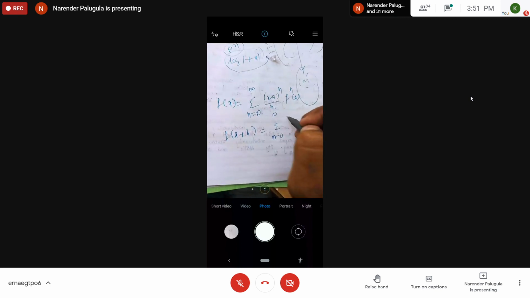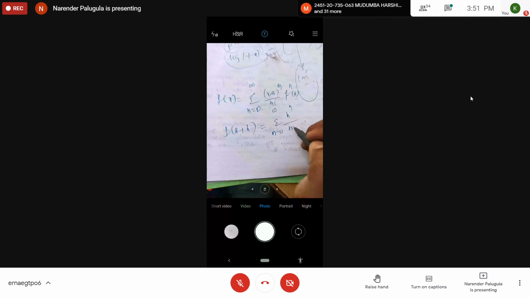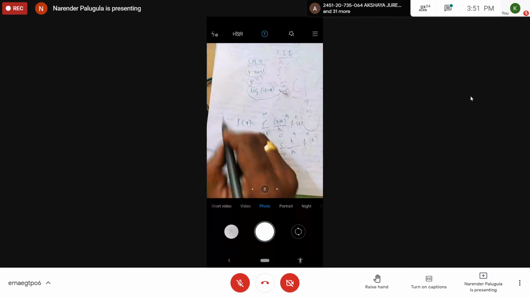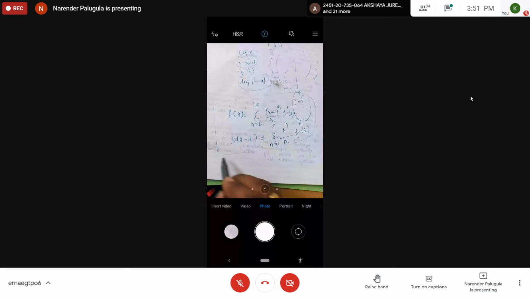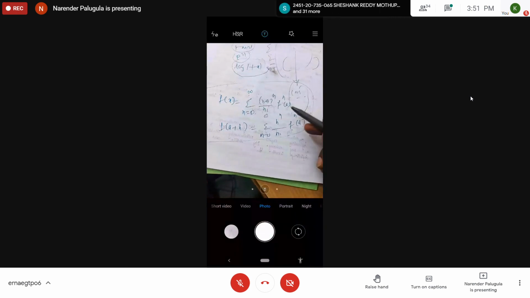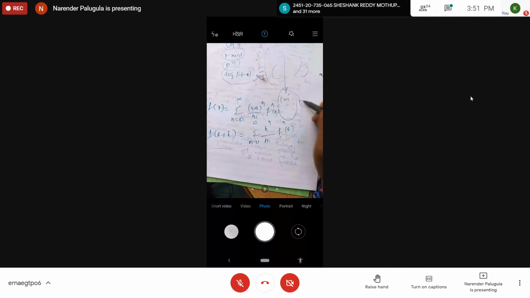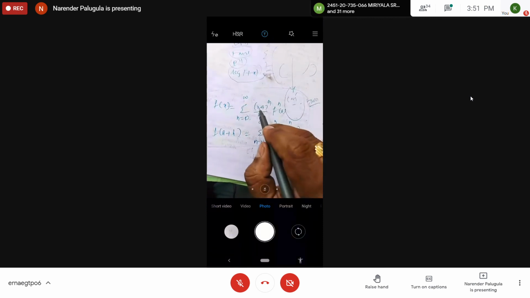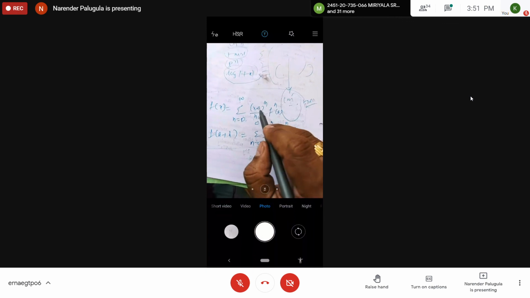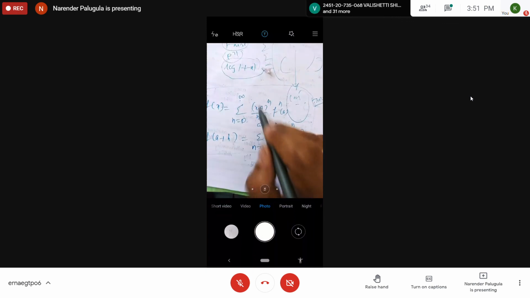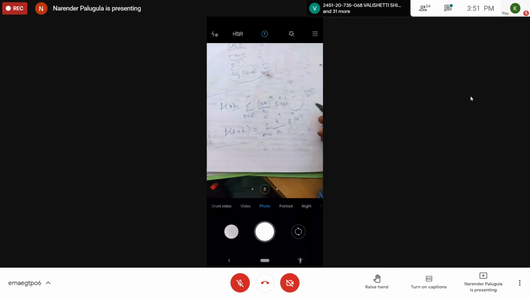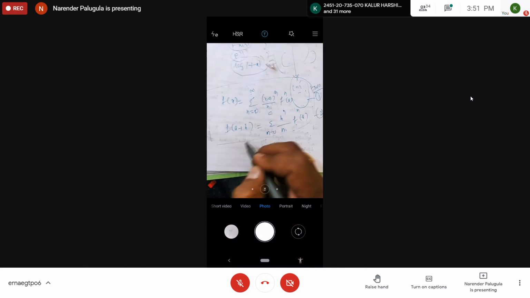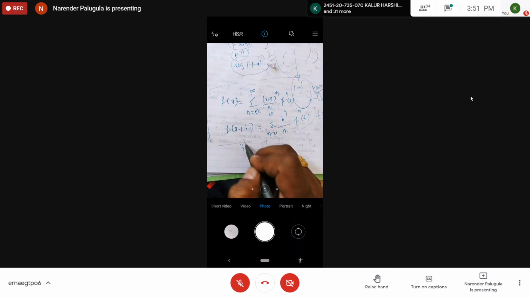h power n by n factorial into the derivative of f. Remember these two points, note down these formulas. Your question can be: expand the tan x function as a Taylor series using the Taylor series about the point pi by 2, about the point 0. Okay, these two formulas are very important. First formula, second formula. I'm going to write one more formula, the third formula, very simple.